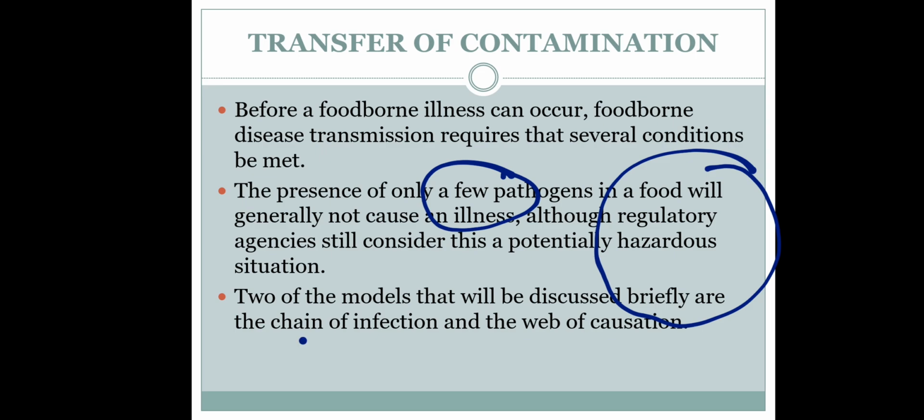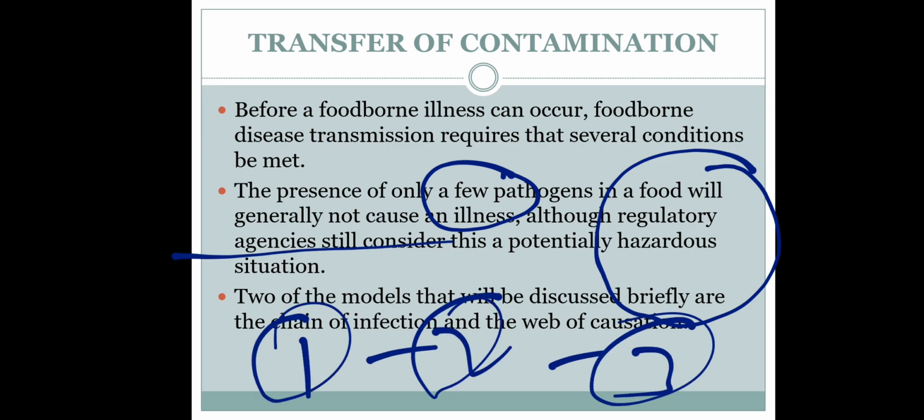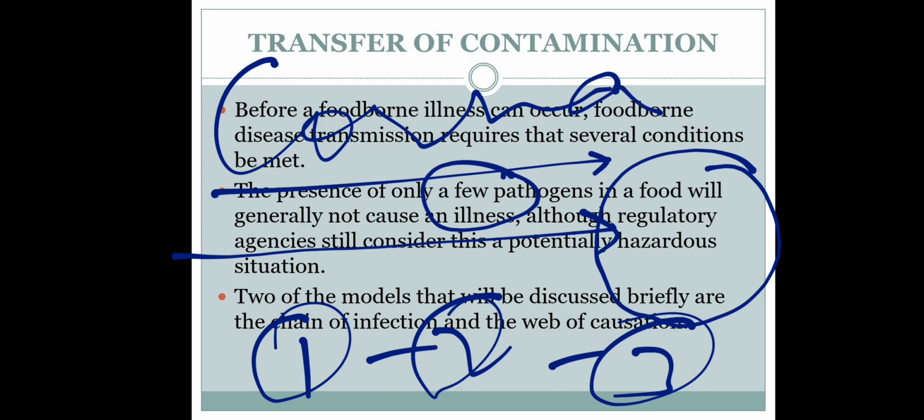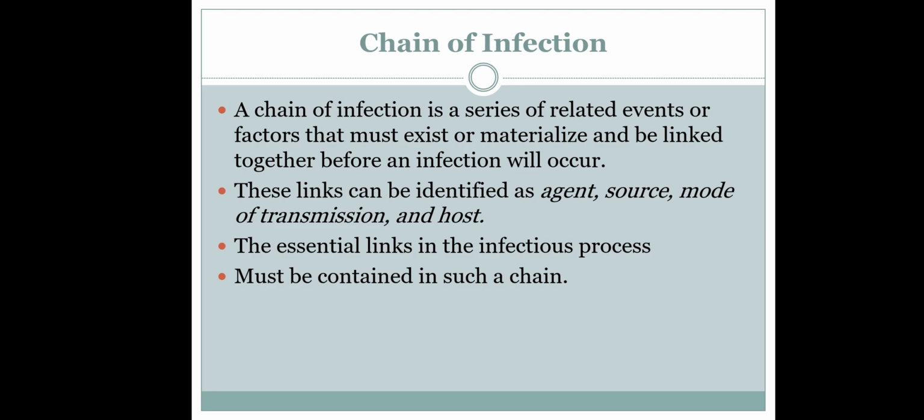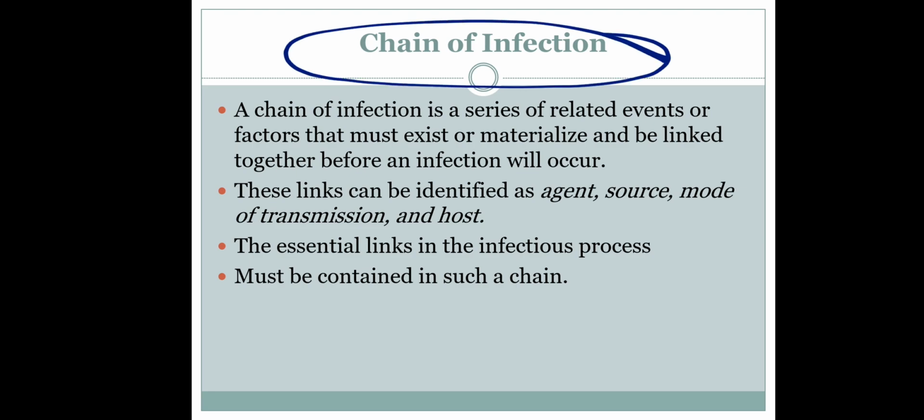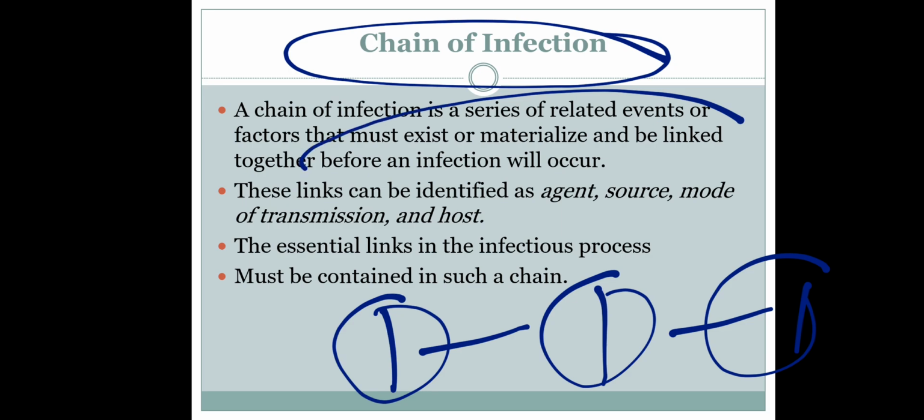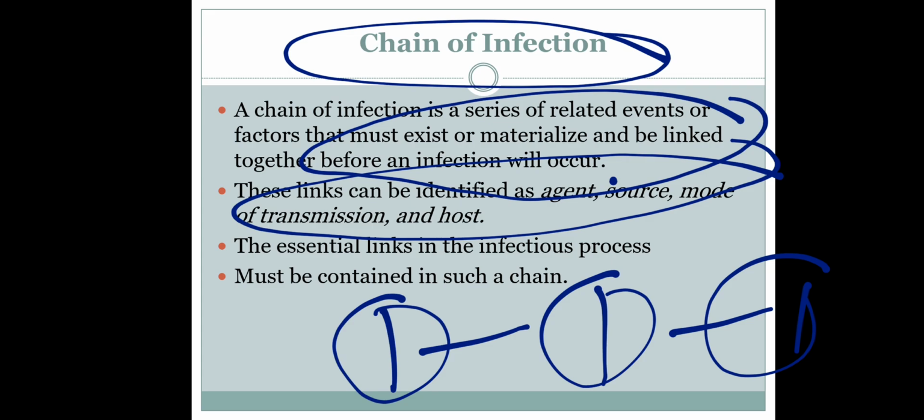Even there can be a chain of infection from one person to another. The recent coronavirus is another example of a chain of infection. Chain of infection is a series of related events that can be linked one to another before the infection occurs. The links can be the agent, the source, the mode of transmission, or the host. All these can be included in the links, and all the links can be infectious too. Some can be non-infectious, but most of the time these are infectious links only.